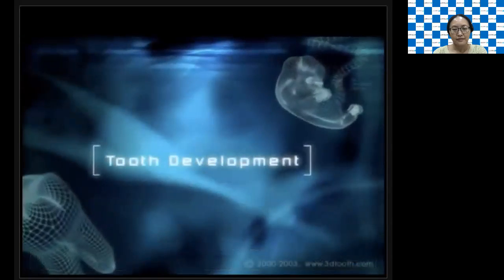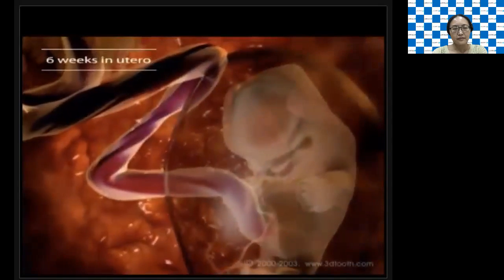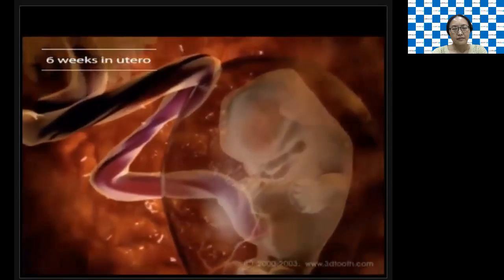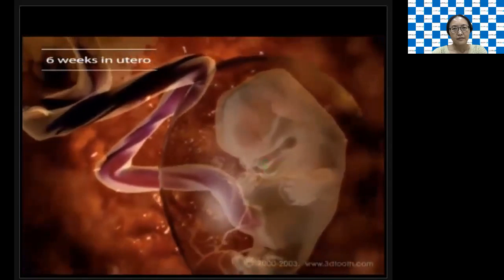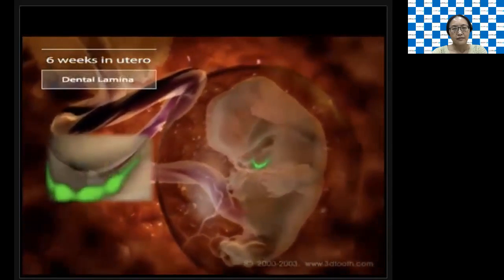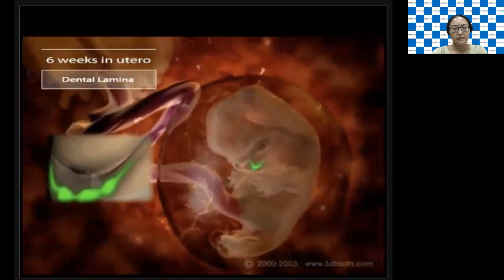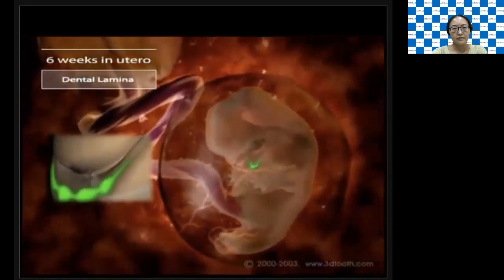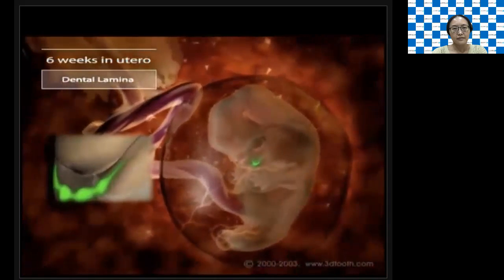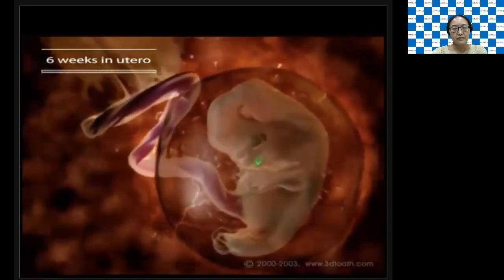What's amazing about tooth development is how early it starts. This embryo is only 6 weeks old, and yet the epithelium over its mandible is already thickening in preparation for what's about to happen. As it grows thicker, the epithelium creates an island of cells, which is the origin of the new tooth. This is the dental lamina, and its remarkable potential is starting to unfold.